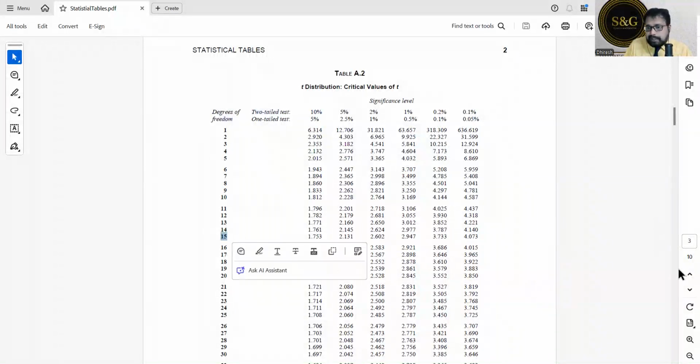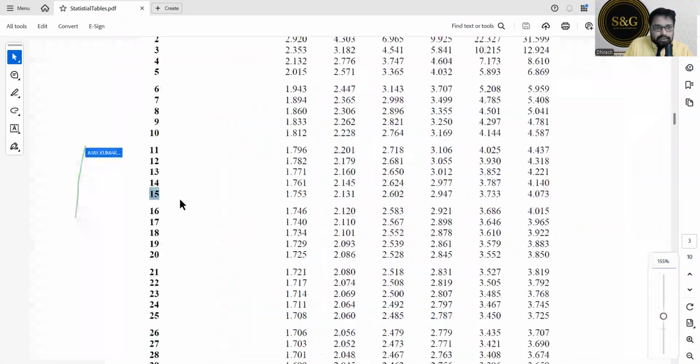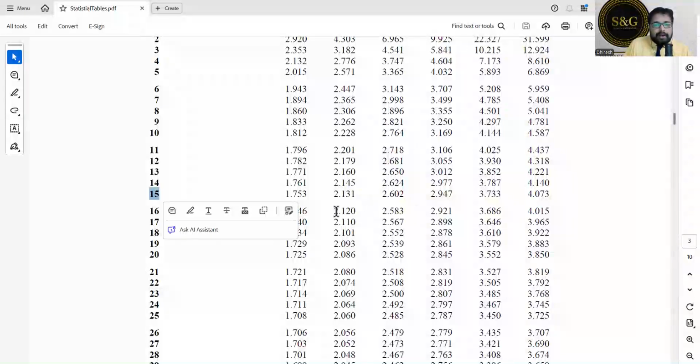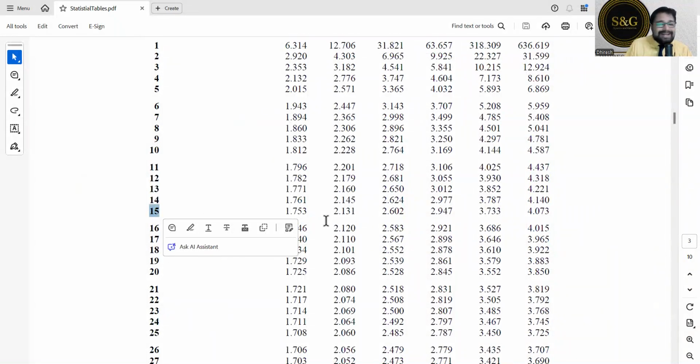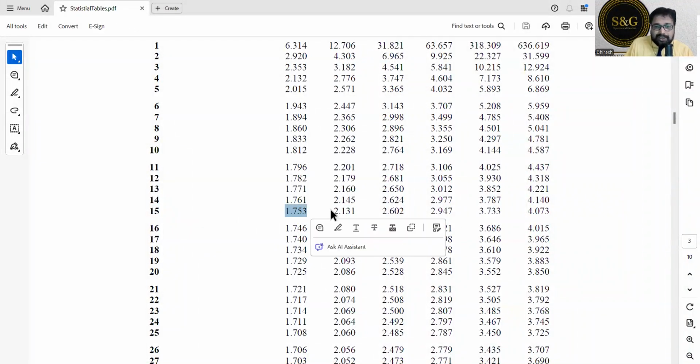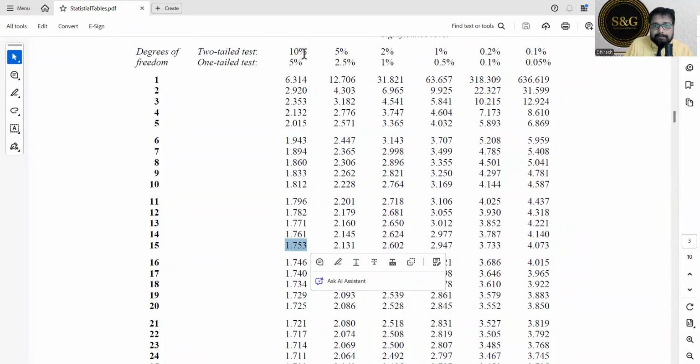So you can see 15 here. Let me just enlarge it. Yes, so this is 15 degrees of freedom. And what is my t value, which is -2. So -2 is nothing but you can consider as 2 only. So you can see here, this one is 2 and this one is 1.7, right? So this is between 2 and 1.7. So what is my p value? You can scroll it up and check the two-tailed test, 5%. So it is very close to.